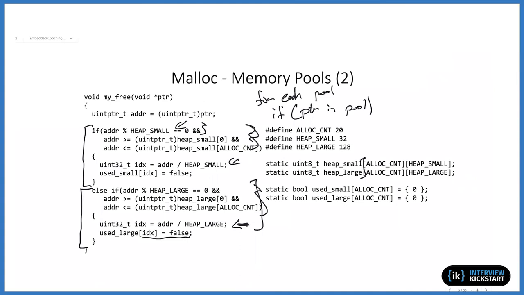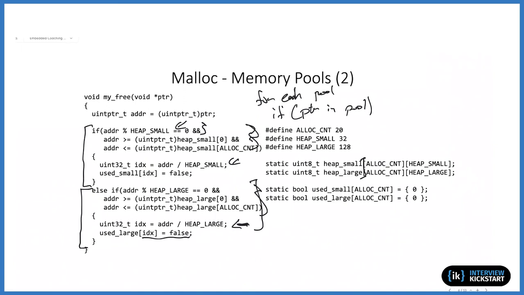Oh, yes. Why does this only make sense if we have a fixed block size of memory, or memory pools? Sorry, why does it only make sense? Just to have the fixed size of memory, like in this case, you have 32 or 128.